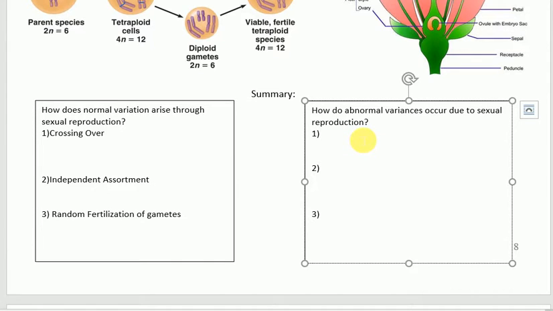And how do abnormal variations occur? We have point mutations, we have chromosomal mutation, and we have non-disjunction or aneuploidy that can occur.